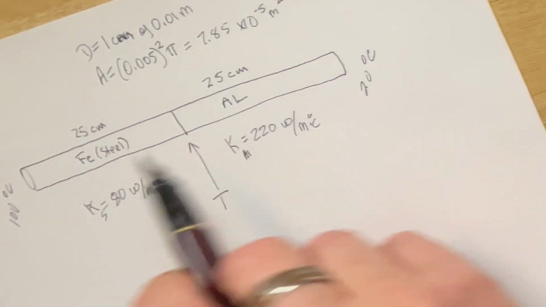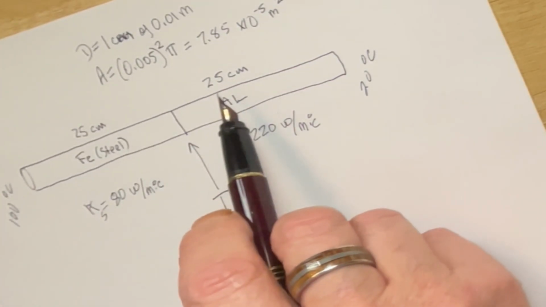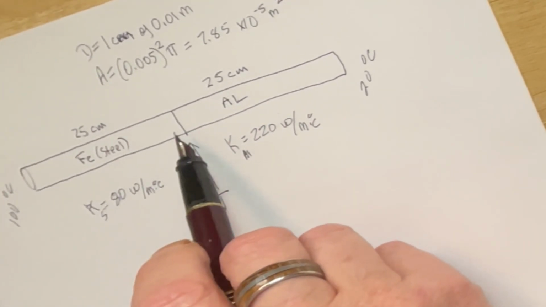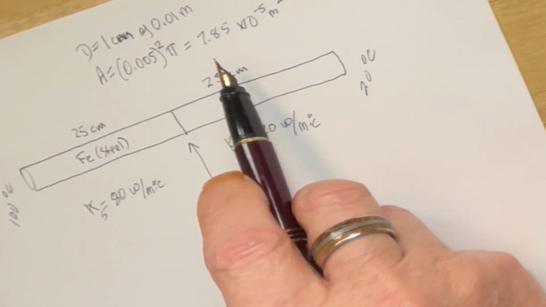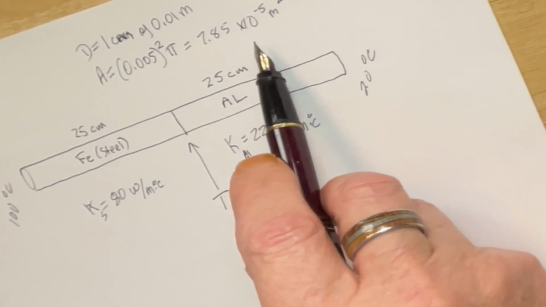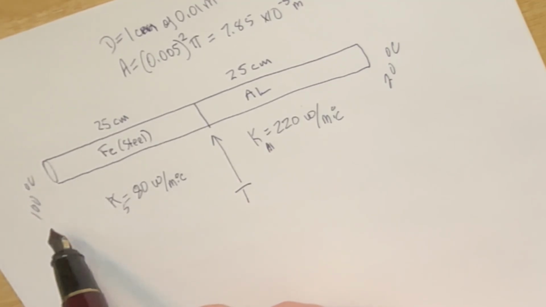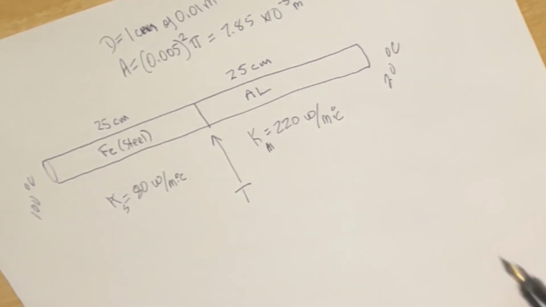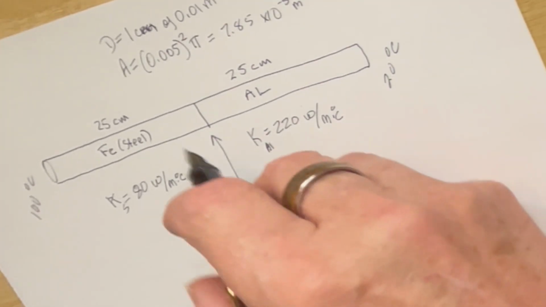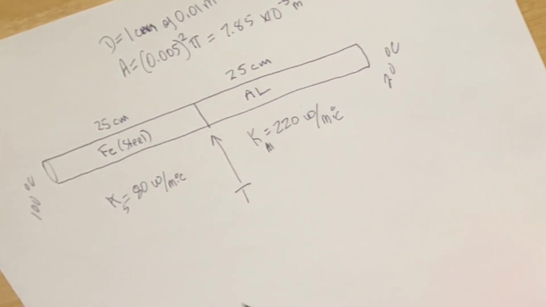Two metal rods. We have a steel rod and we have an aluminum rod. They're both 25 centimeters long and they're welded in the center. The diameter of the rod is 1 centimeter, which means the area is 7.85 times 10 to the negative fifth meters squared. The steel end of the rod is dipped in water at 100 degrees Celsius, and the aluminum end is dipped in at 20 degrees Celsius. Now the first question that we have to answer is, what is the temperature at the weld point, which is 25 centimeters from each end?